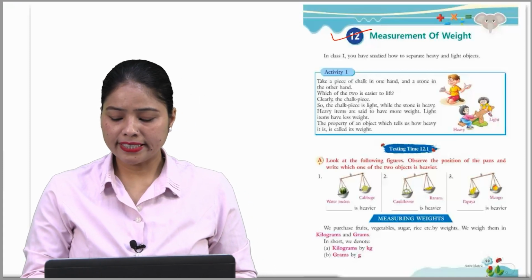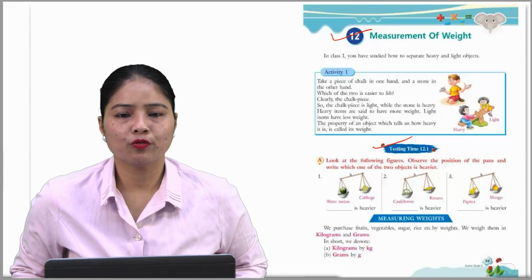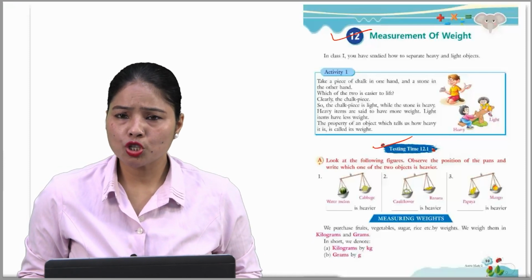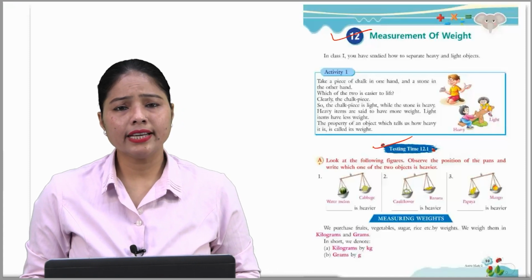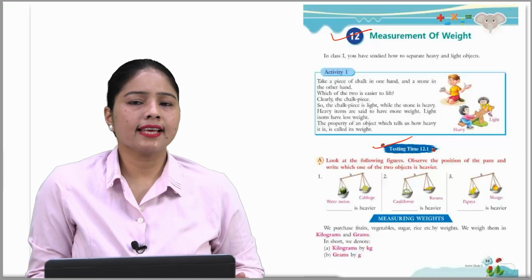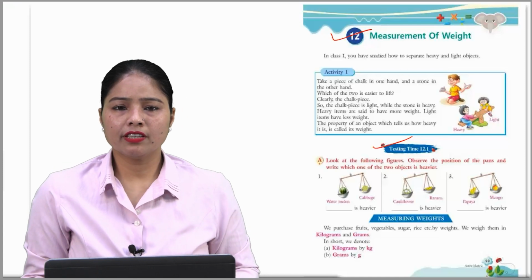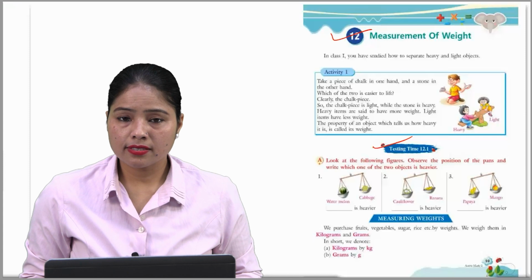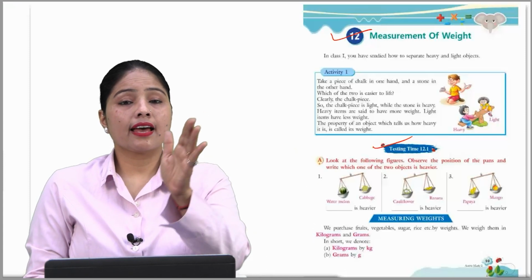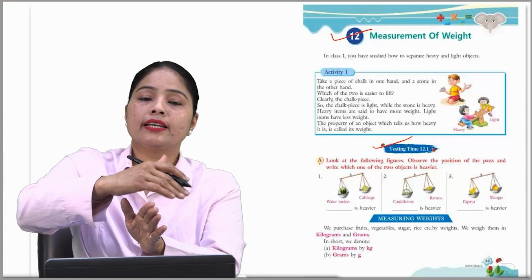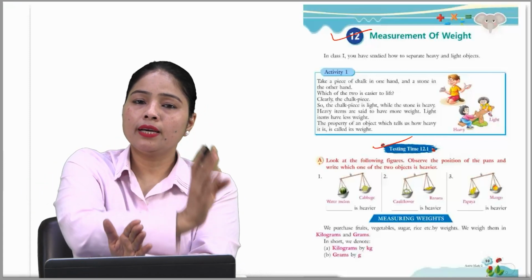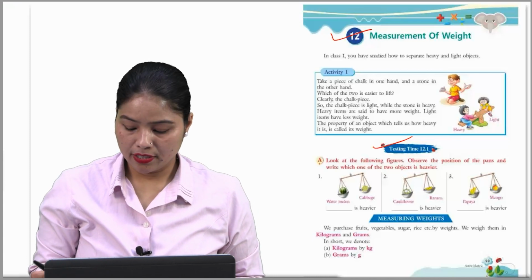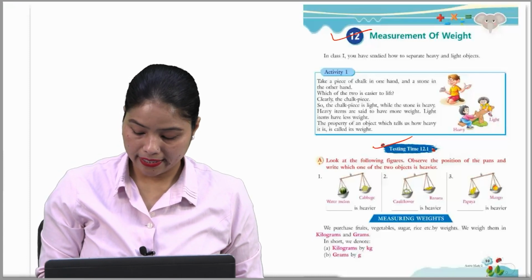So now move on. Testing time 12.1. Look at the following figures. Observe the positions of the pans and write which one of the two objects is heavier. So here it is given watermelon and one is cabbages. So we clearly can see that watermelon is heavier क्योंकि वो टिल्ट हो रखा है ना, और जो भारी होता है ऑब्जेक्ट्स वही हमारा डाउन साइड आता है. So watermelon is heavier. So write it watermelon over here.